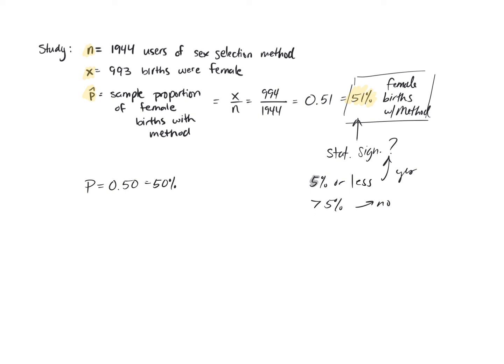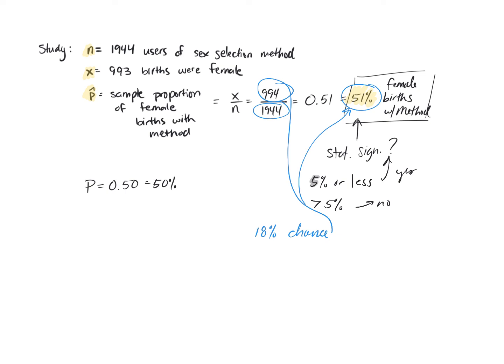We can say that yes, this sex selection method is effective because it did increase your chances of conceiving a girl. But it really only increased it by 1%. So is that increase of 1% significant? Well, we're given another piece of information in this problem, where we're told that there was an 18% chance of getting this result, meaning of getting 994 births out of 1,944 total births.